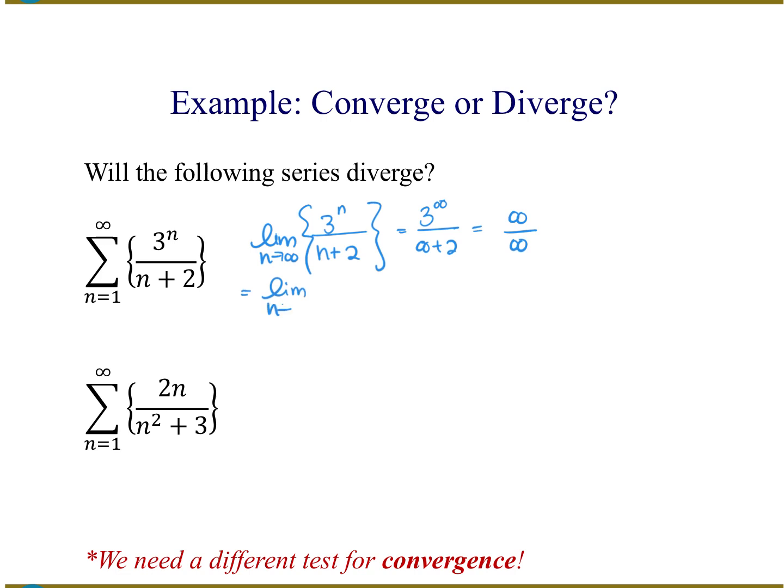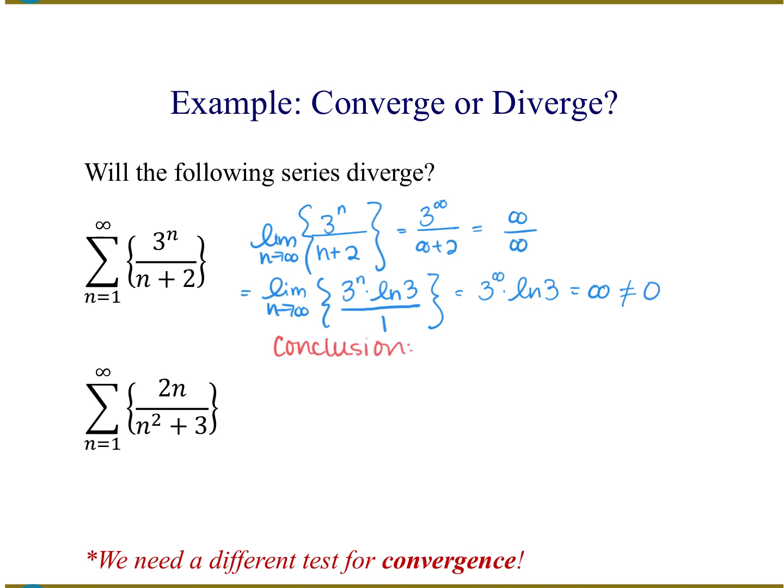So we'll do a quick L'Hopital's to this. The derivative of 3 to the n is 3 to the n times the ln of 3. And then the derivative of the denominator is 1. Then we get 3 to the infinity times ln of 3, which is infinity. But the important thing is not what it is, it's what it's not. This is not equal to 0. And so since the limit of the nth term is not equal to 0, we can conclude that it is divergent.